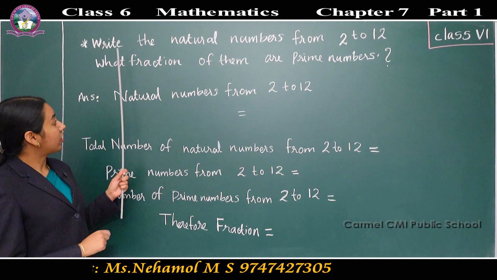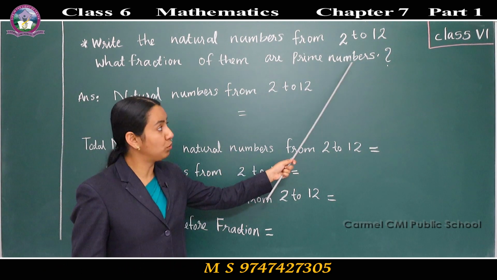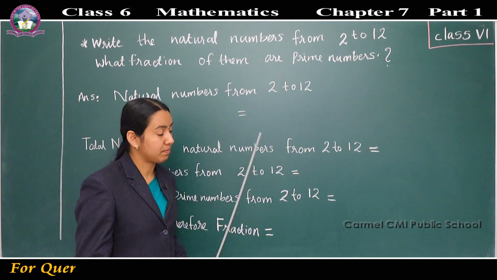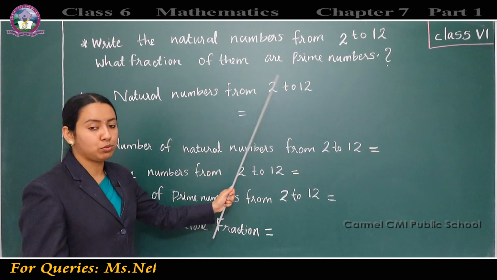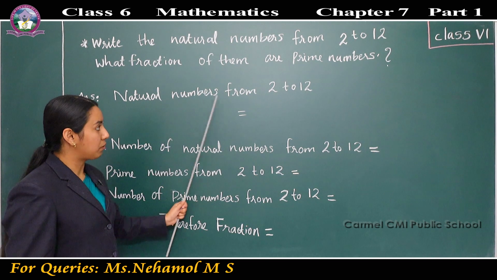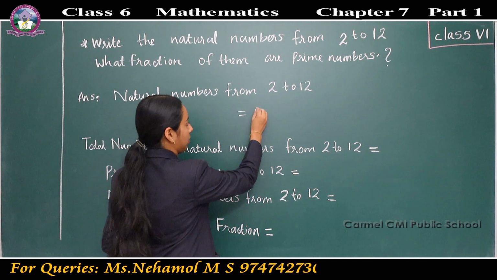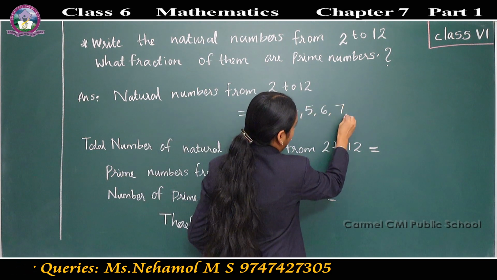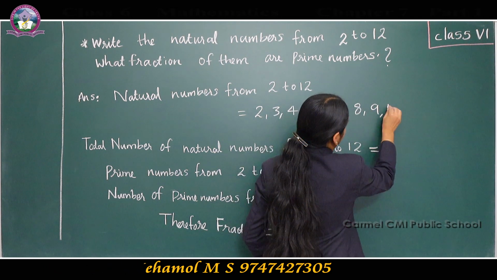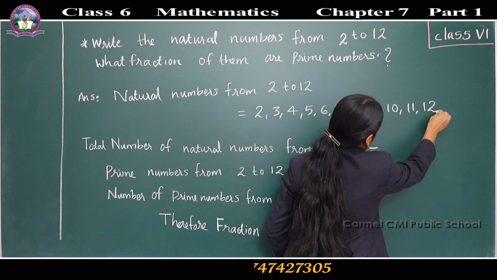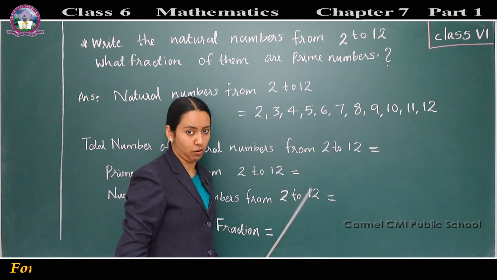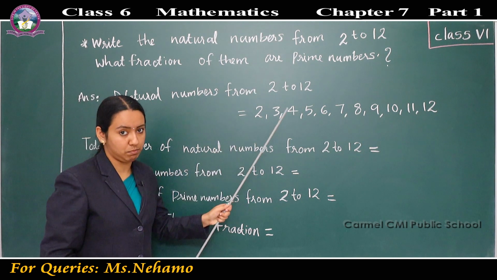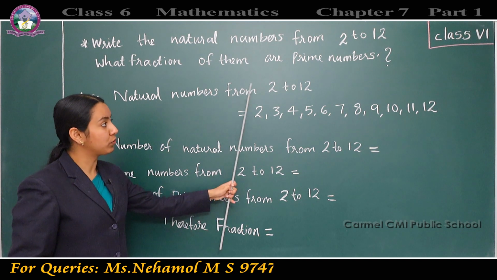Next question. Write the natural numbers from 2 to 12. What fraction of them are prime numbers? First we have to list the natural numbers from 2 to 12. Which are the natural numbers? 2, 3, 4, 5, 6, 7, 8, 9, 10, 11, 12. Then what is the next step? We have to list the prime numbers from 2 to 12.